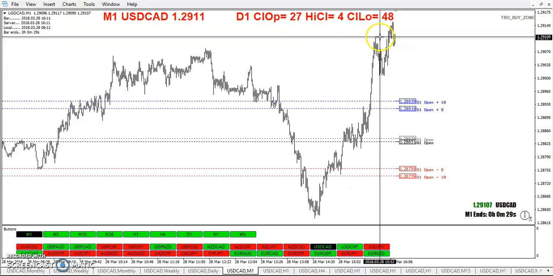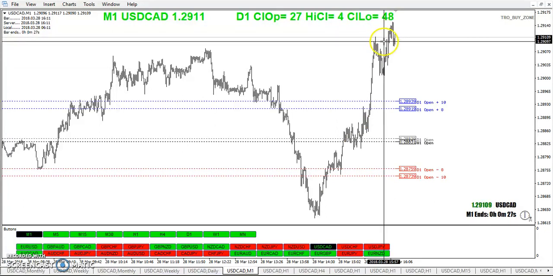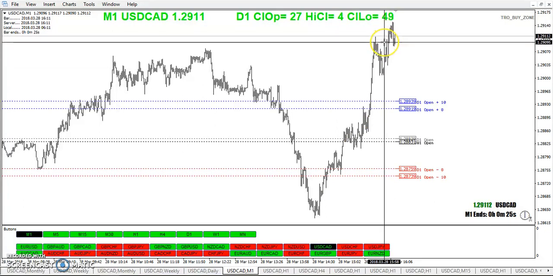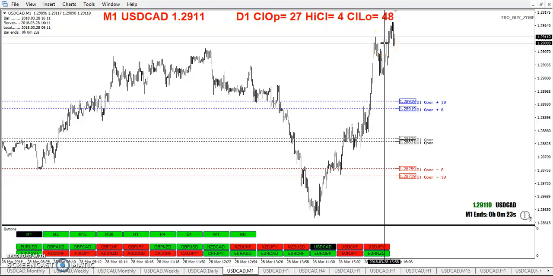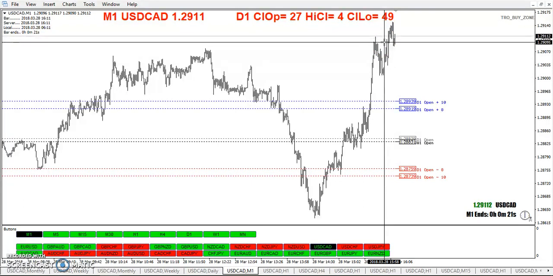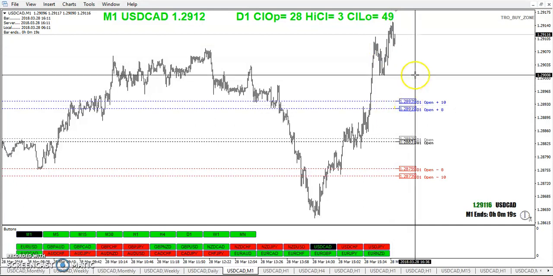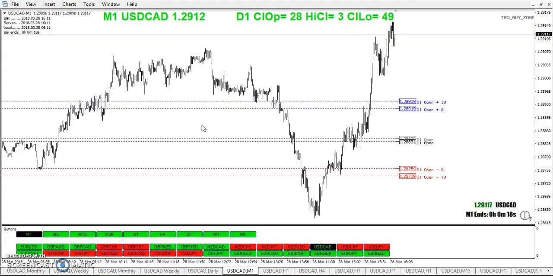You can see here, it made a higher high, came back down through that previous high, and once again, you would have had a nice trade, all off the buy zone. So, what you have to do is plan these ahead. You give yourself rules that tell you when to exit.